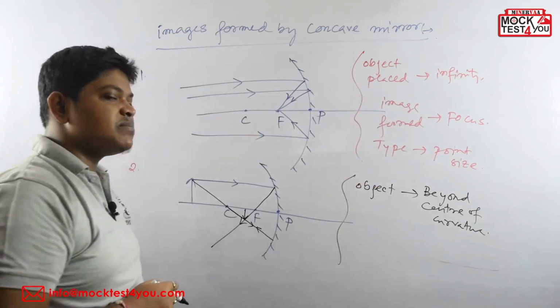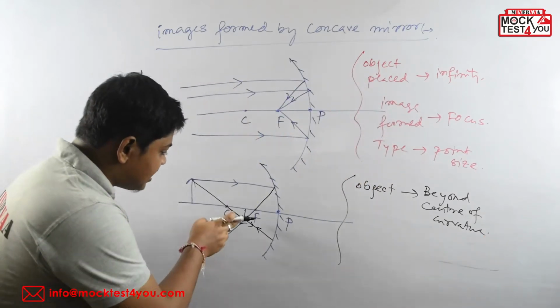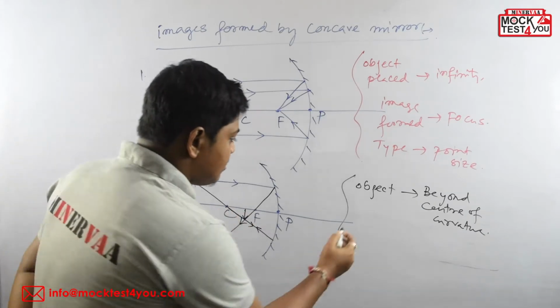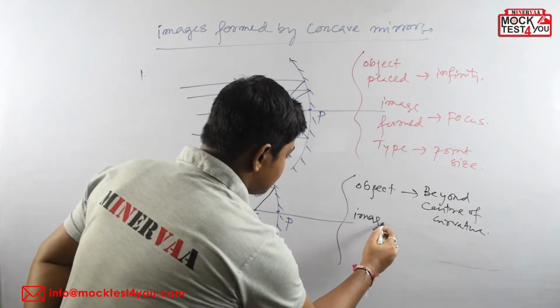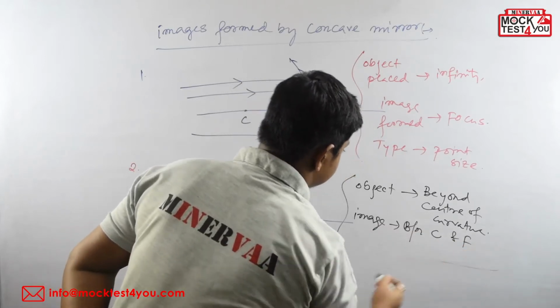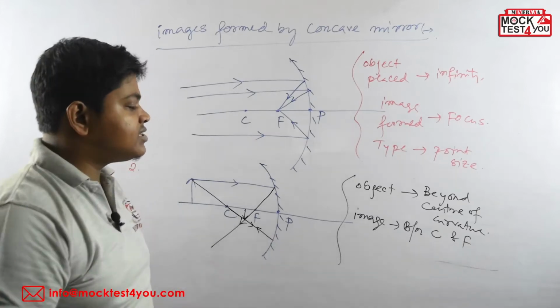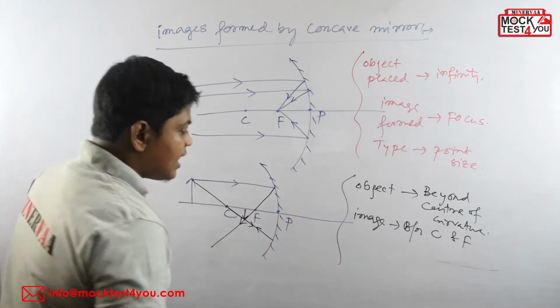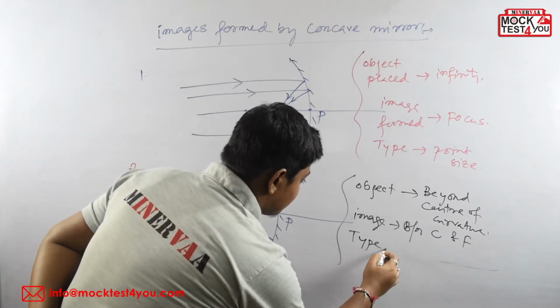If the object is placed beyond the center of curvature, we are getting the image in between the center of curvature and focus. I'm writing in short that we are getting the image between the center of curvature and focus. And the type of image, what's the type of image?